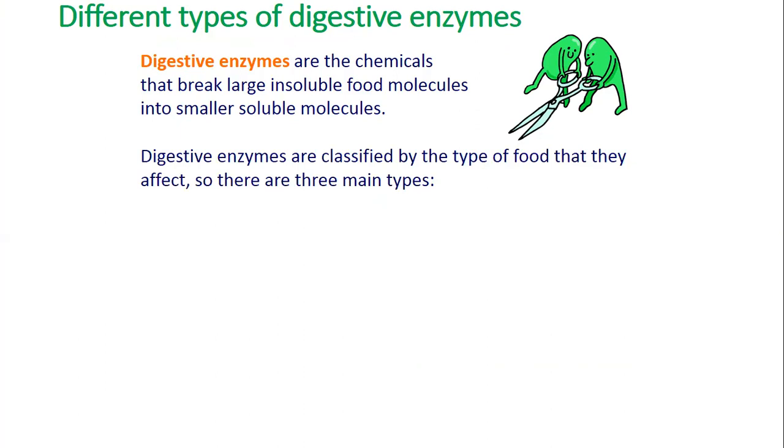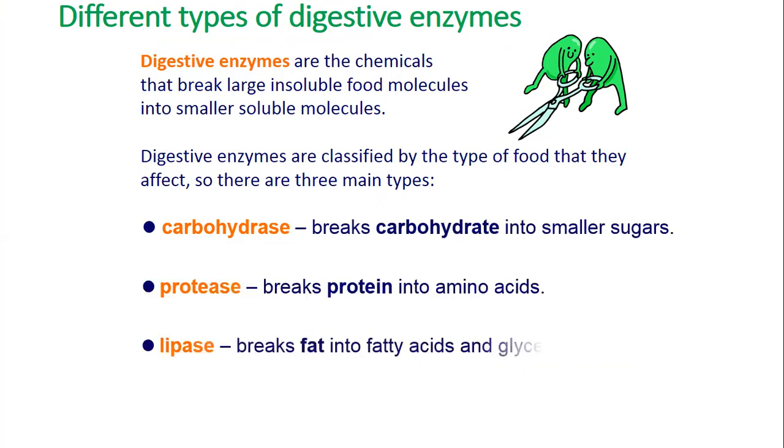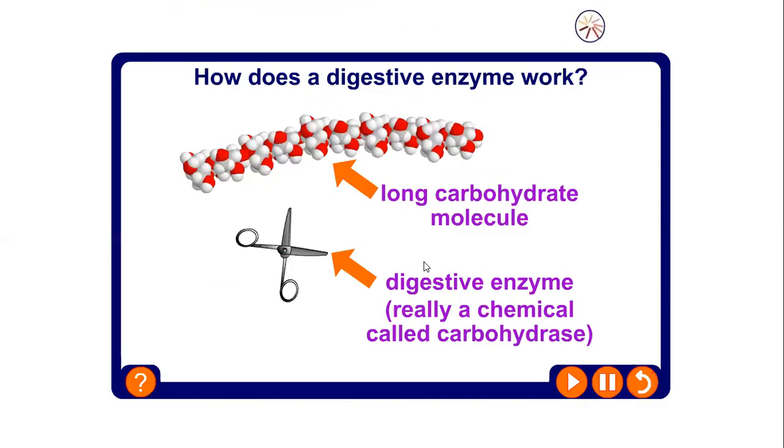Different types of digestive enzymes. Digestive enzymes are classified by the type of food that they affect. So there are three main types: carbohydrase breaks carbohydrate, protease breaks protein, and lipase breaks fat. Mechanical digestion begins in the mouth where food is broken down by the teeth. This is called mechanical breakdown. The small parts of food are mixed with saliva and swallowed.